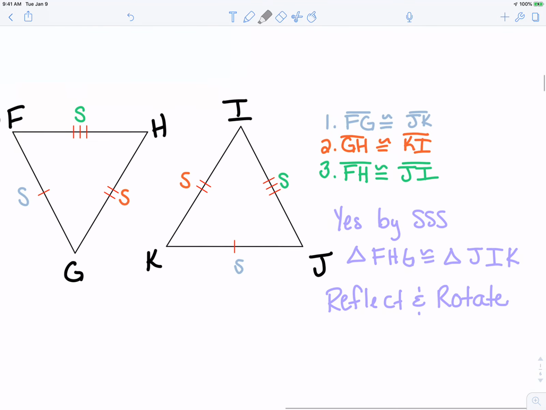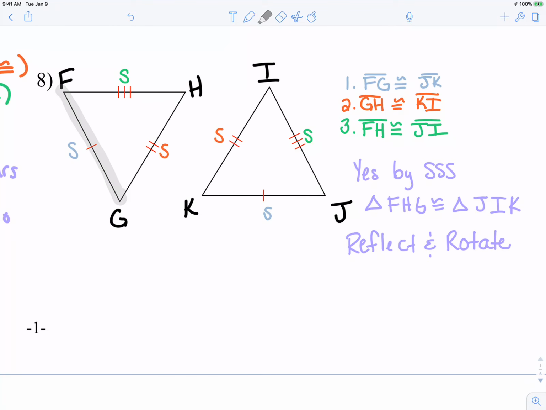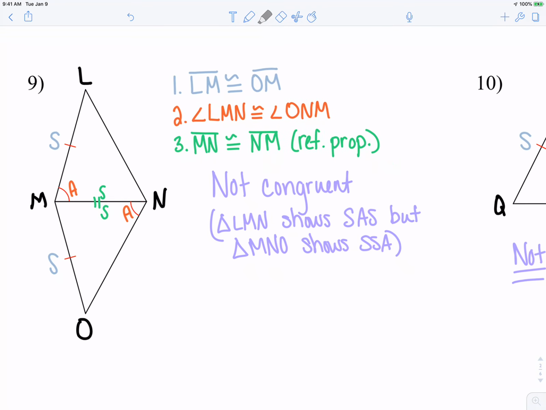All right, number 8. FG is congruent to JK. Then you have GH is the same as KI. Then we have FH the same as JI. So by side, side, side, triangle FHG is congruent to triangle JIK. You have to reflect and rotate that, but don't worry about that. I told you you're only going to have to do singular transformation identification. You don't have to worry about these that are compositions.